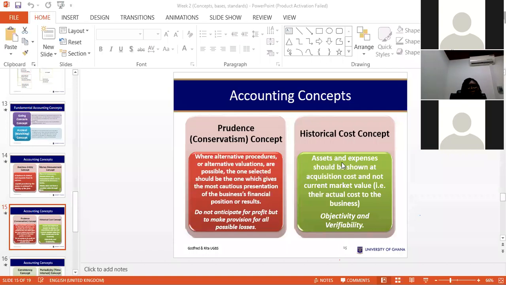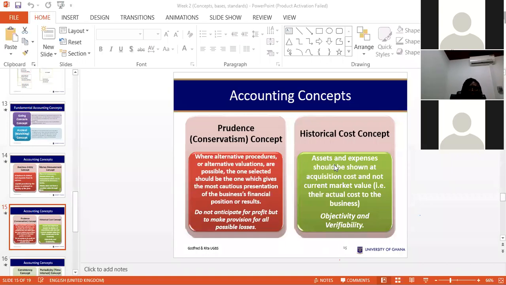Then the historical cost concept, and this is where I want to explain in relation to the going concern. The historical cost concept assumes that assets and expenses can be shown at acquisition cost. So for all those who have phones, we can decide that our phones or laptops can be shown at the cost at which we bought them. Over a number of years, that figure can remain on our financials. And we are doing this because it is the most objective means of assessing the cost of that laptop.